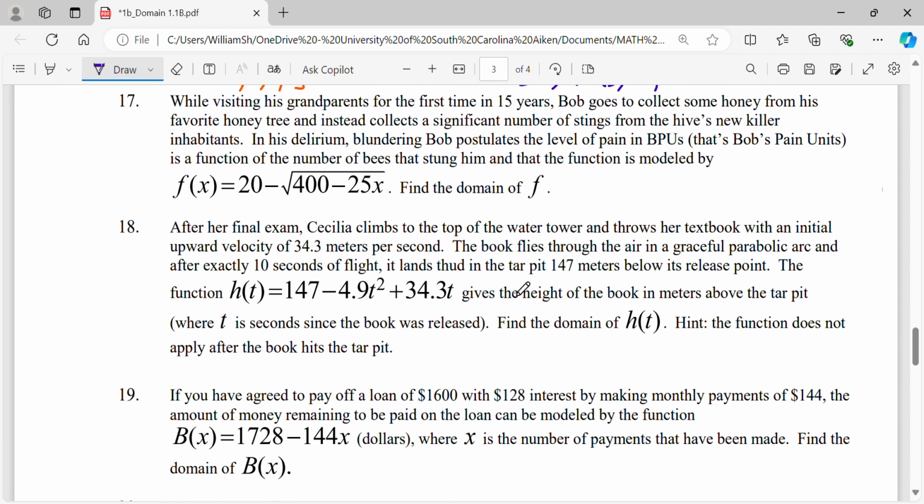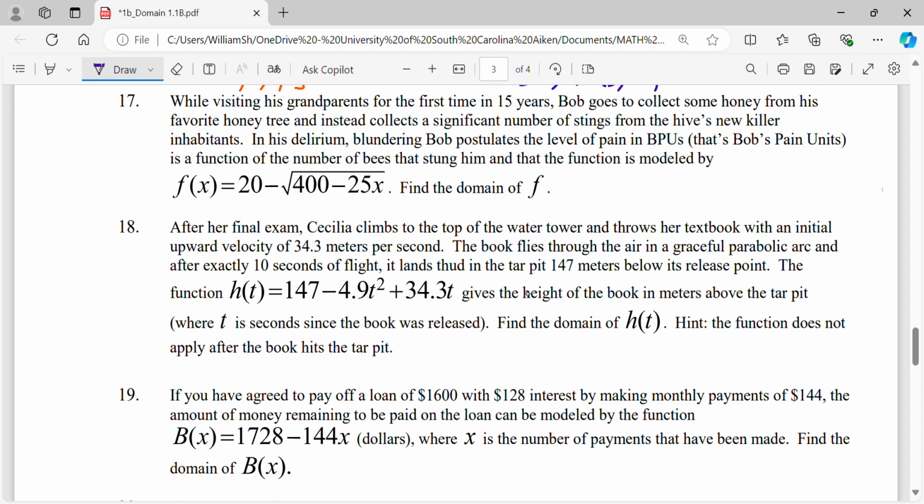It says, while visiting his grandparents for the first time in 15 years, Bob goes to collect some honey from his favorite honey tree and instead collects a significant number of stings from the hive's new killer inhabitants. In his delirium, Bob blunderingly postulates that the level of pain in BPUs, that's Bob pain units, is a function of the number of bees that stung him, and the function is modeled by f of x equals 20 minus the square root of 400 minus 25x. Find the domain of f.